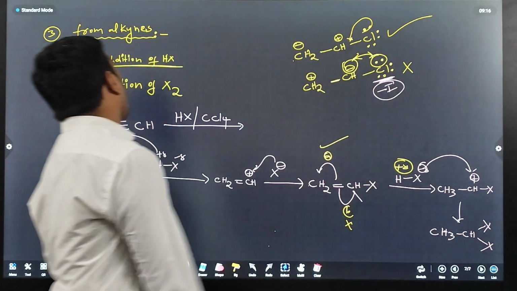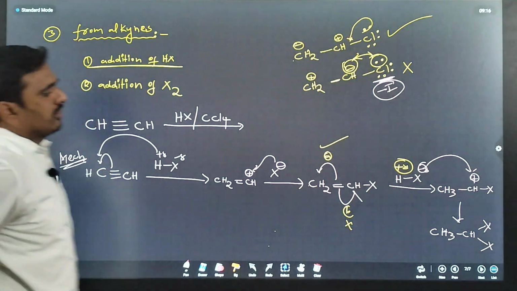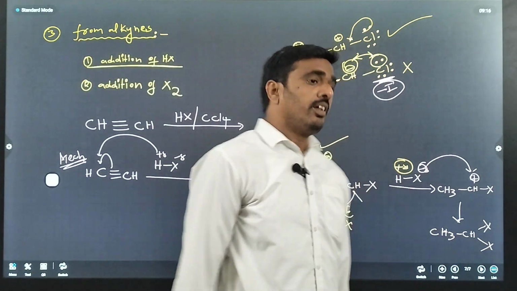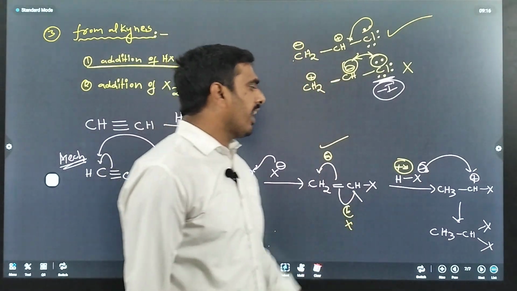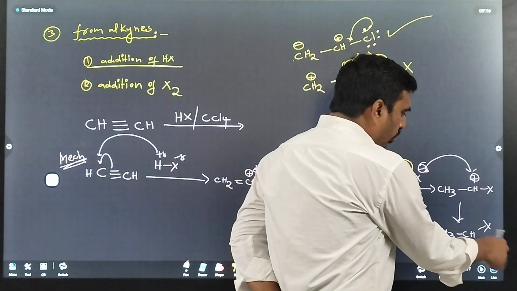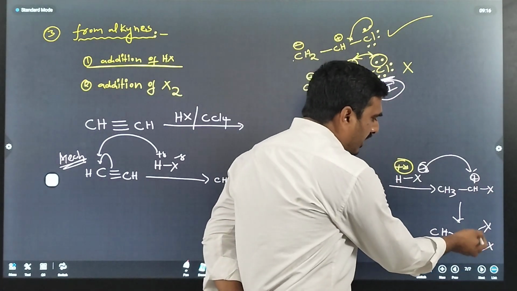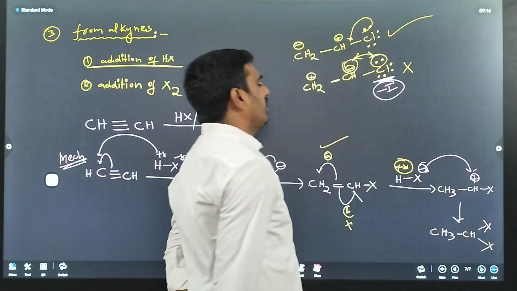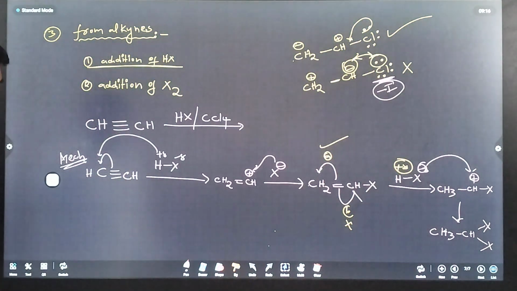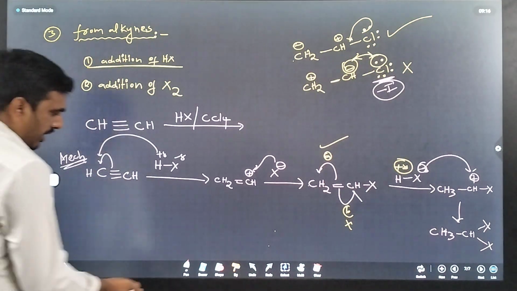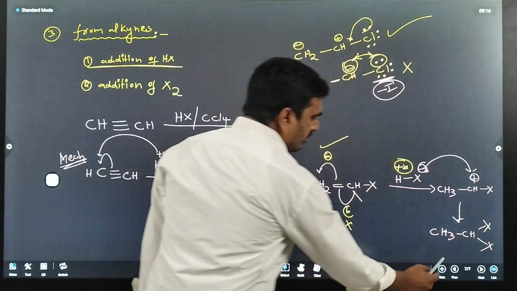So which product is obtained from alkynes? These are alkyl halides, specifically gem dihalides. Gem dihalides means two halogen atoms are present on the same carbon. Okay, gem dihalides.